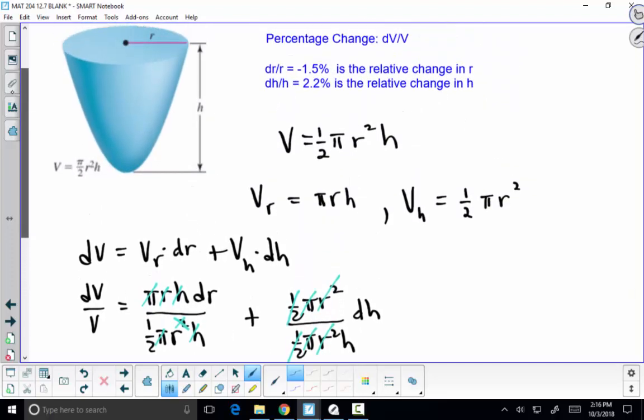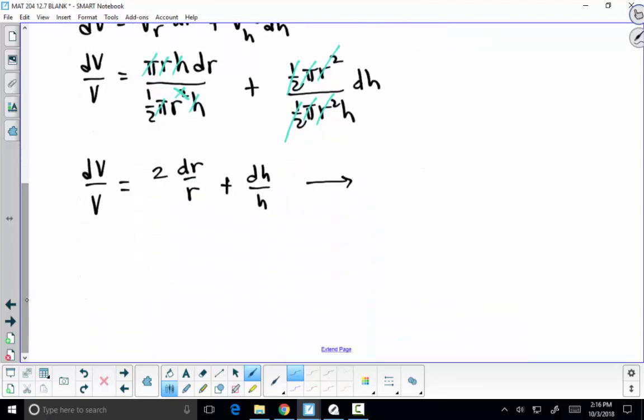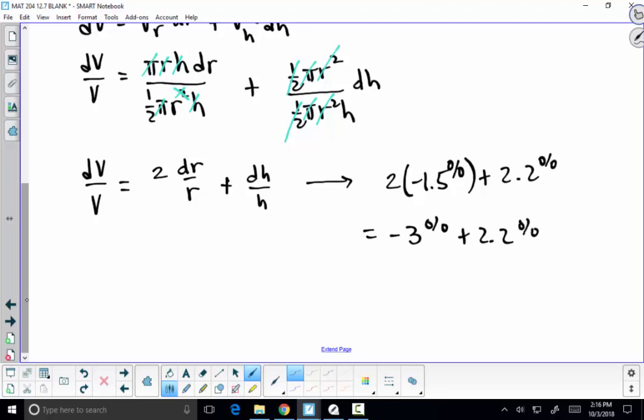And what did it tell us? Negative 1.5 and positive 2.2. So those are the percentage changes in r and h. Then our total percentage change is minus 3% plus 2.2%, which is minus 0.8%. So if the radius is a little small and the height's a little big, that's the change in volume.